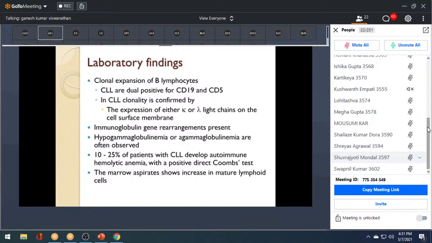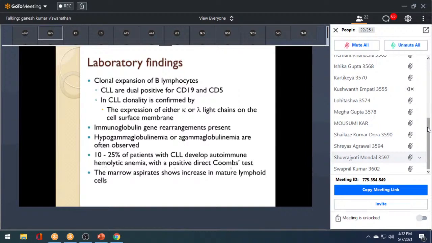Immunoglobulin gene rearrangements are present and hypogammaglobulinemia is common. It's interesting to note that even though there is increase in B cells, it does not translate to increase in gamma globulins or immunoglobulins. Why is that? Normally when the cells proliferate in a reactive condition, we expect immunoglobulins to be higher. But here, because the cells lose their normal function, it results in reduced production, and this can lead to infections. Another feature to remember in a case of CLL is hemolytic anemia.